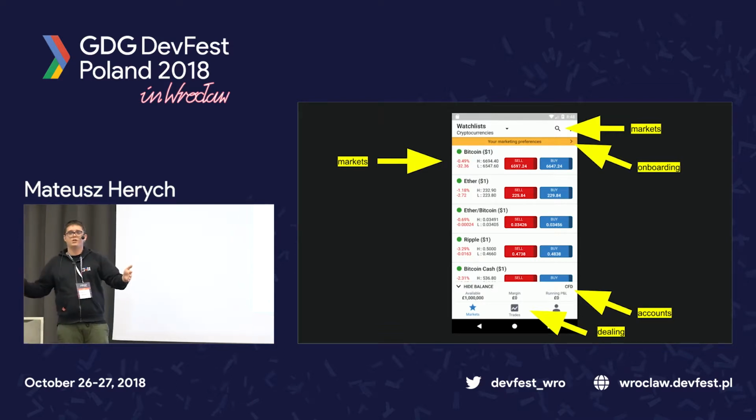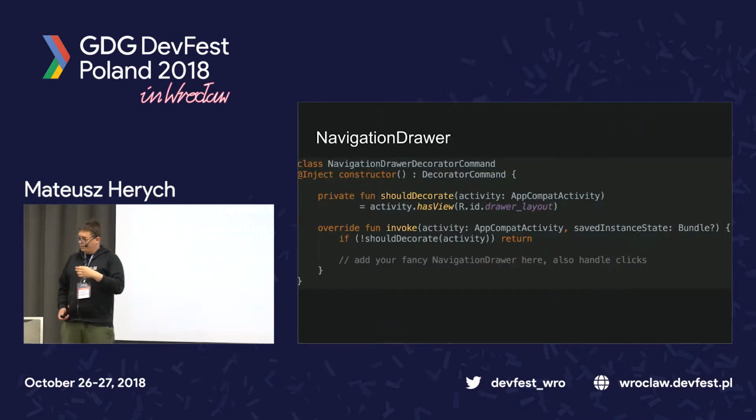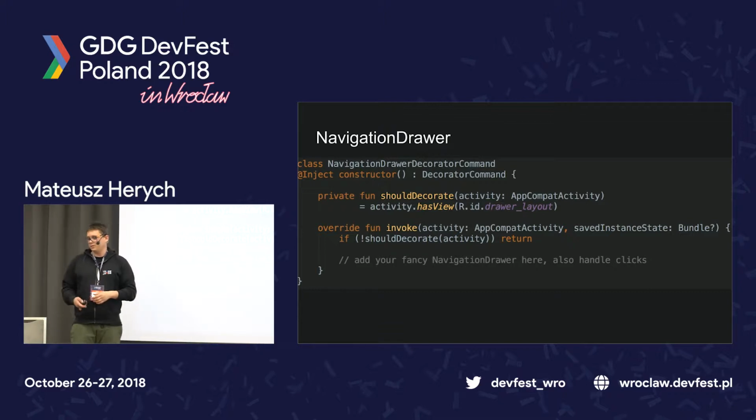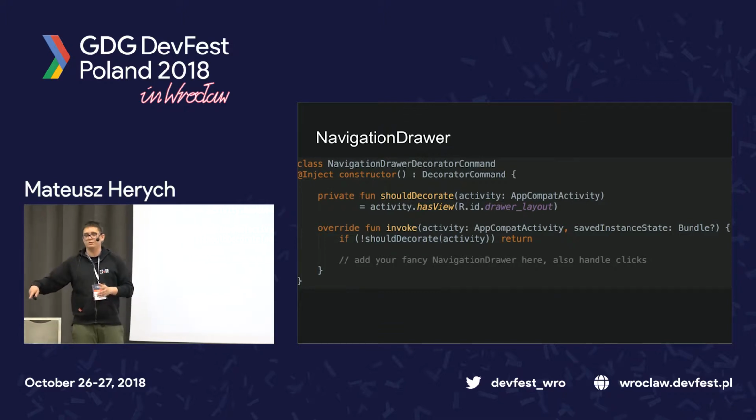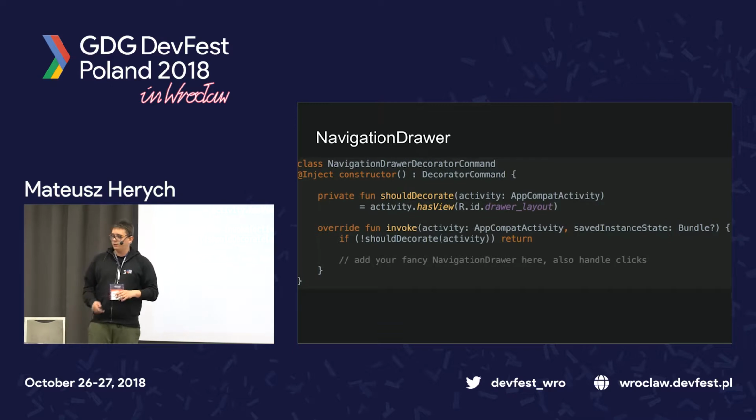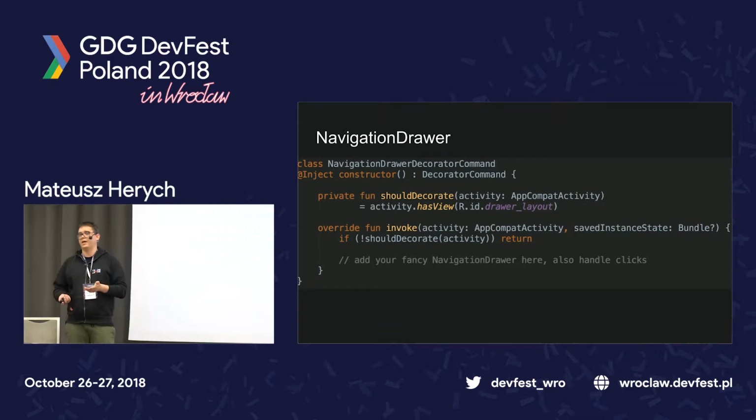Modules don't depend on each other. So how is this done? We have this decorator command concept. This is a navigation drawer example. It's defined within the app module again.